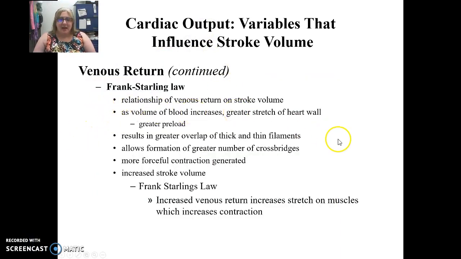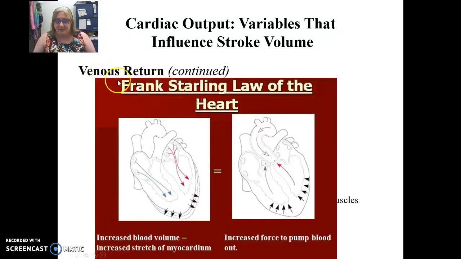Frank Starling's law is a relationship between the amount of blood that comes back and the stroke volume. If we increase the amount of blood coming back, we increase the stretch on the ventricles, and that's going to cause the ventricles to contract even stronger, pushing more blood out. Less blood comes back, less stretch on the heart muscle on those ventricles, and less blood is going to be pushed out.